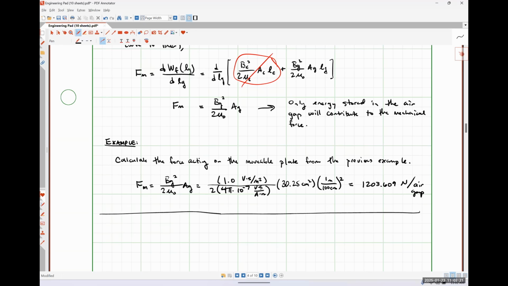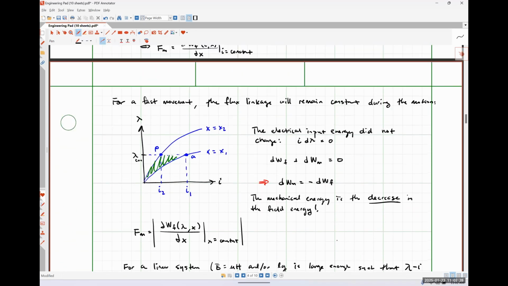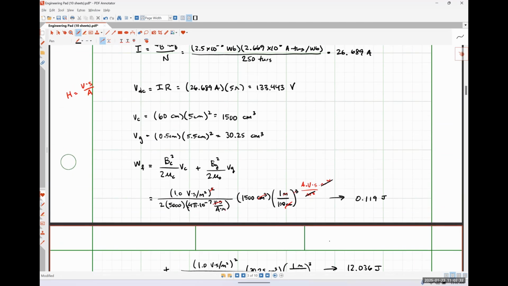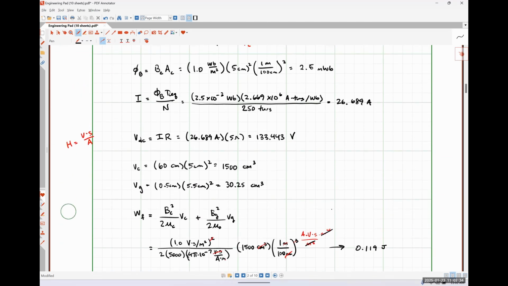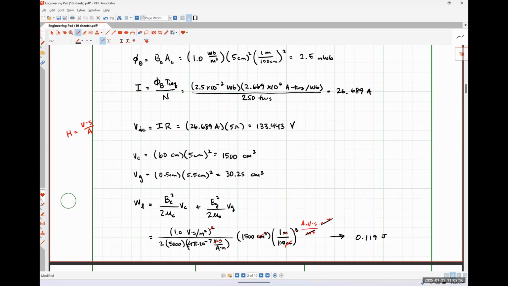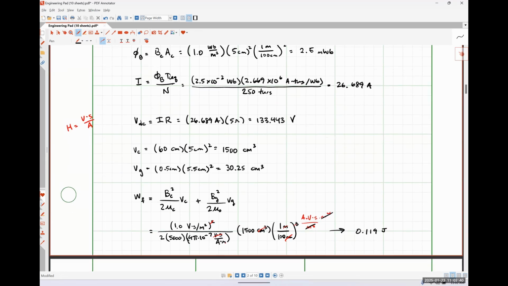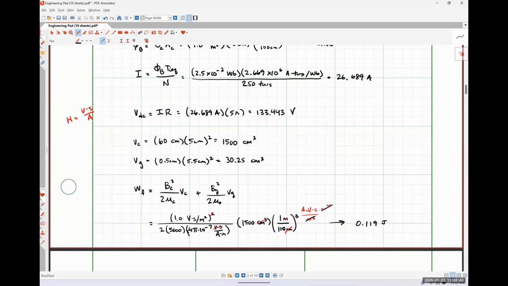Because these are all over the gap, because you're finding that the... That's the volume. So let's go back up here and let's look at it because I think I understand what Jake is asking about. So we had 30.25 centimeters cubed.